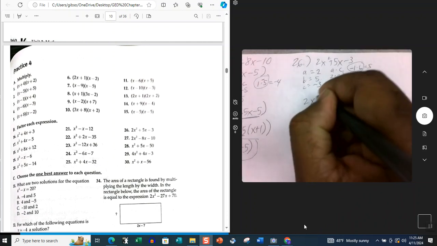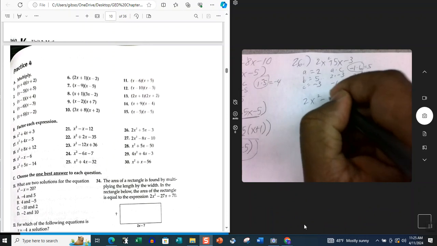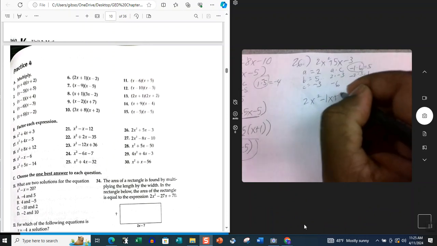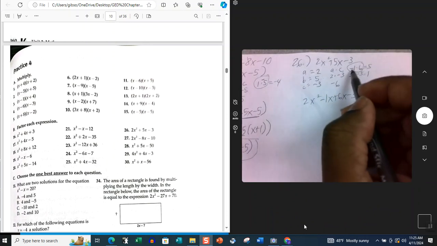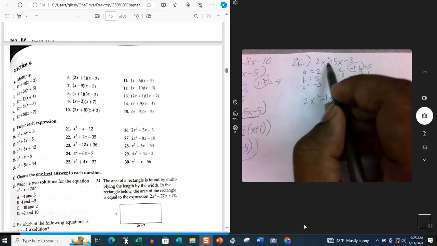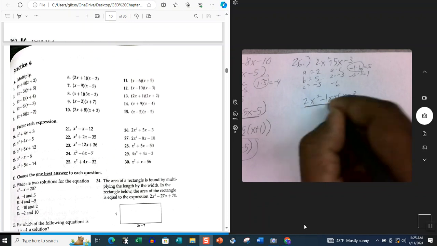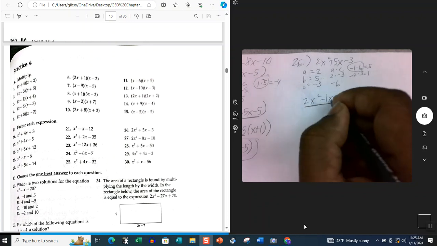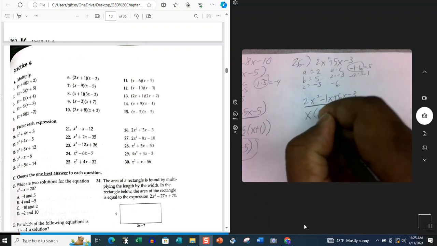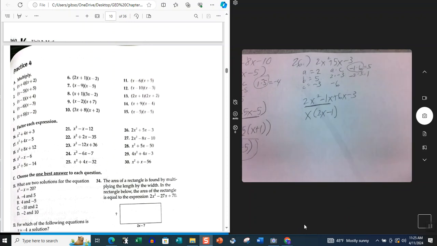So now we have 2x squared minus 1x plus 6x minus 3, as we take these factors here and substitute them in for the 5x. We group the first two. You can factor out an x, and you're left with 2x minus 1.